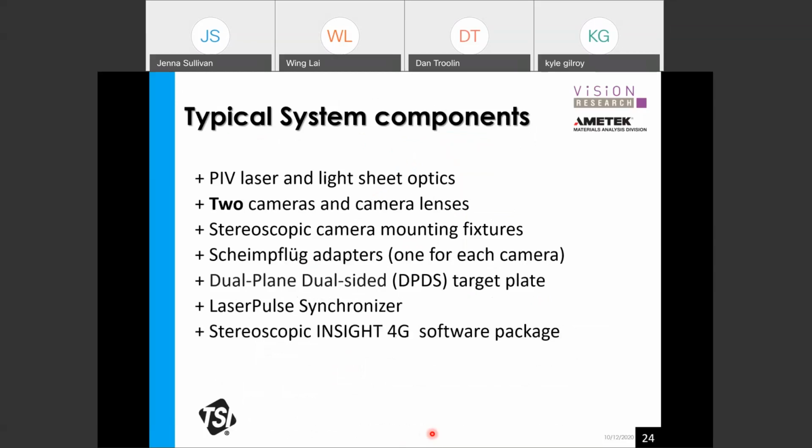So let's take a look at the typical system arrangement for a stereoscopic 3C 2D system. Again, the PIV laser and laser light sheet optics are really the same as the 2C 2D arrangement. In addition to 1 camera, we also need to add another camera, as you can see from the previous slide. Another thing I mentioned a little bit earlier is the Scheimpflug adapters. We need to have the Scheimpflug adapters used for each camera, so that each camera can be focused on the laser light sheet perfectly without any effect from the perspective distortion of the cameras.